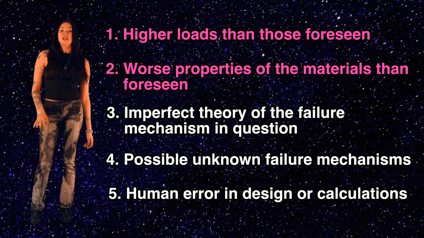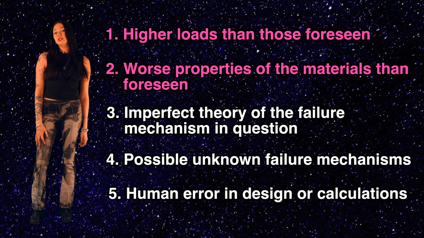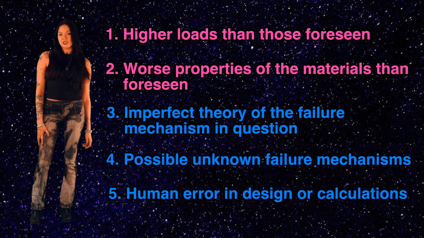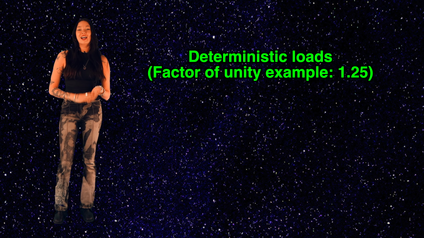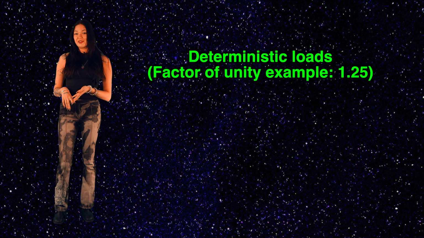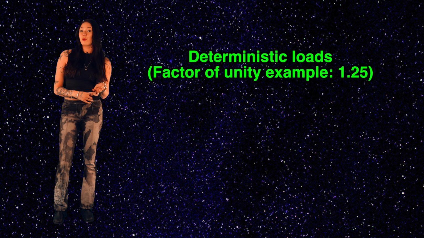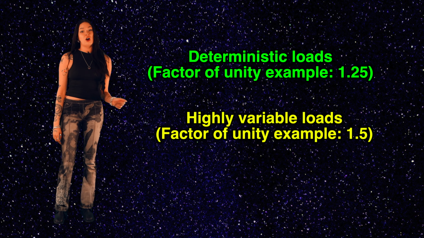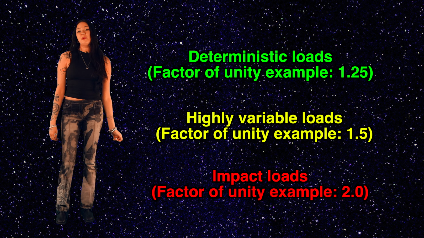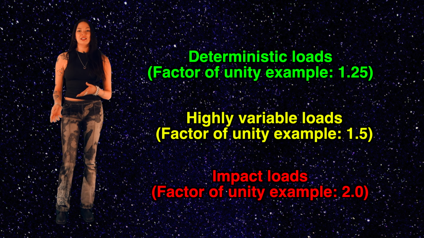The first 2 of these can in general be classified as variabilities, whereas the last 3 belong to the category of genuine uncertainty. Generally, a factor of unity, 1 or less, is applied to the resistances of the material and a factor of unity or greater to the loads. In determining the specific magnitude of the factors, more deterministic loads, like dead loads, the weight of the structure, and permanent attachments like walls, floor treatments, and ceiling finishes, are given lower factors, for example 1.25, than highly variable loads, like earthquakes, wind, or live, aka occupancy loads, around 1.5. Impact loads are typically given higher factors still, let's say 2.0.